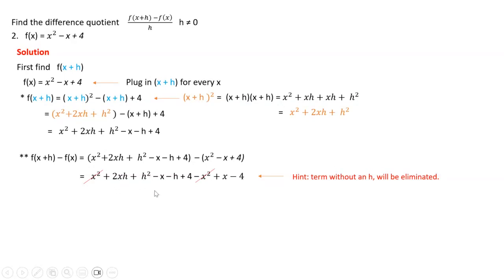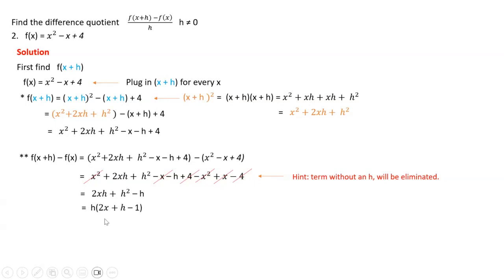And why does it stay? Because there's no other like terms that I can combine it with. The negative x is going to be a positive x somewhere, and here it is. So that one cancels with the one here towards the end. That h stays, and the 4 cancels with a negative 4. So what's left over is 2xh plus h squared minus h.